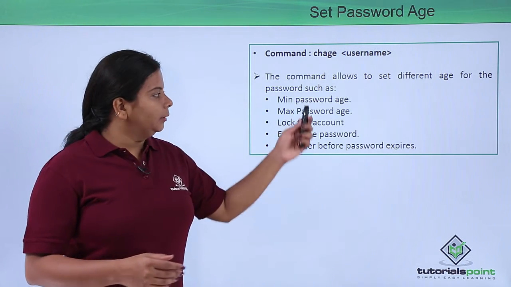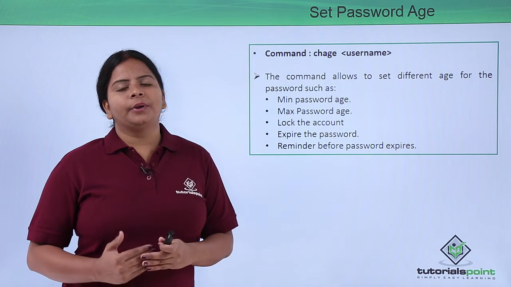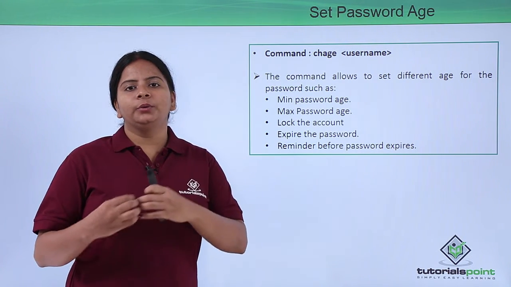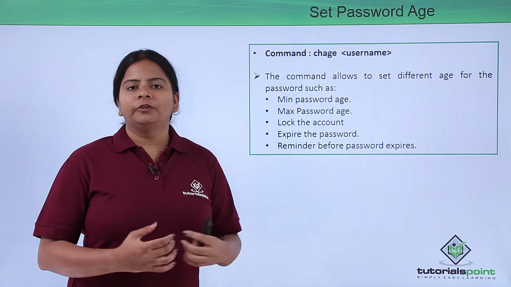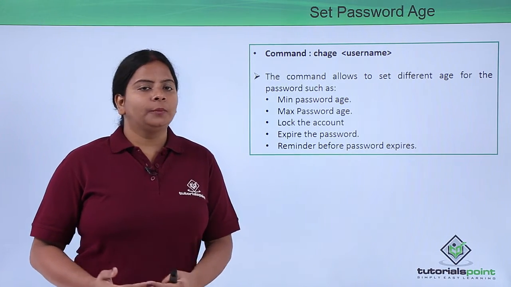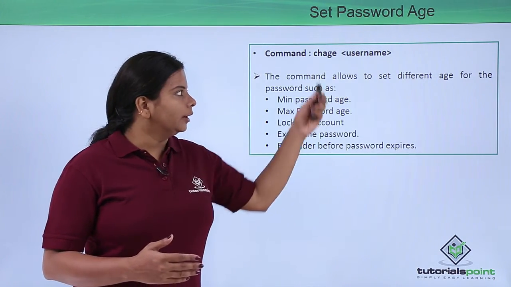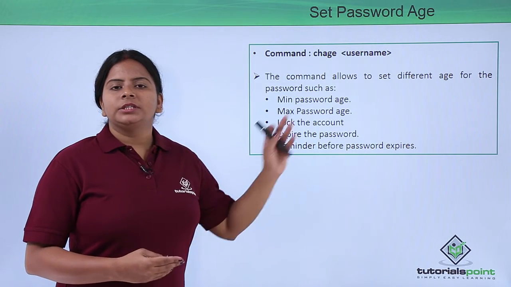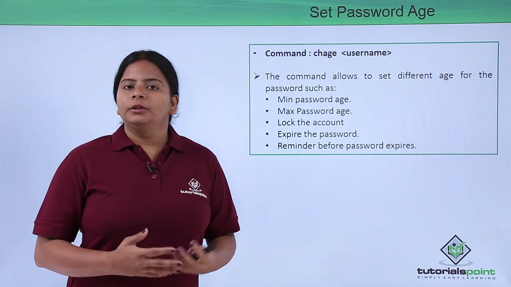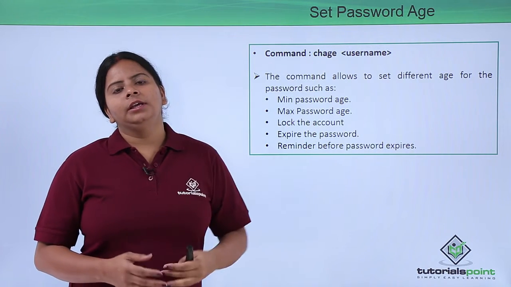Then we have a reminder before the password expires. Now suppose I have set a limit by using the minimum password age or maximum password age, so 2 or 3 days before my password is going to expire, the user should get a prompt that your password is going to expire after 3 days, or your password will expire after 2 days, so reset your password. So these warning messages will be provided to my user automatically before the number of days of the expiry that we need to define by using the chage command. So the chage command is generally used for assigning age to the user's password. That's the reason the name is chage, that is, change age of the user's password.